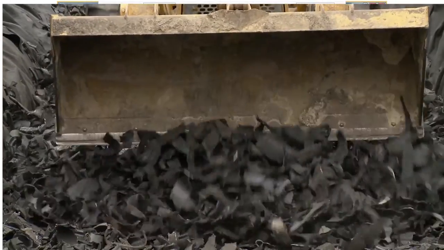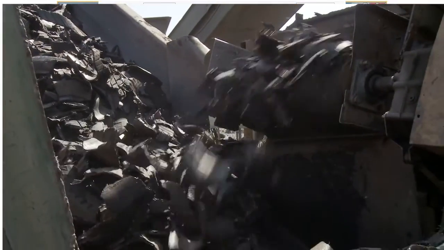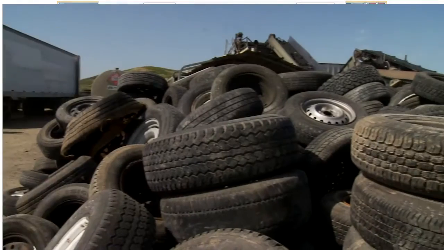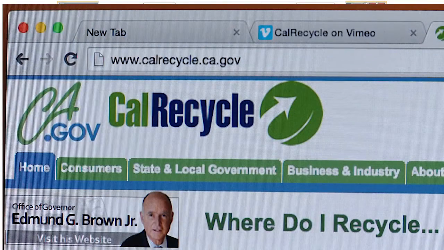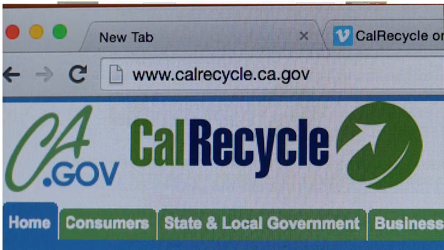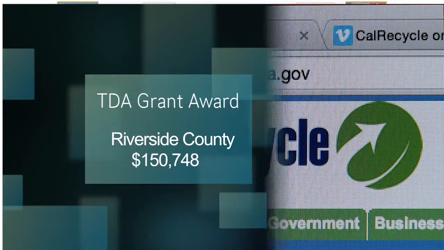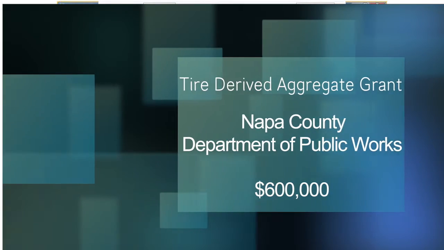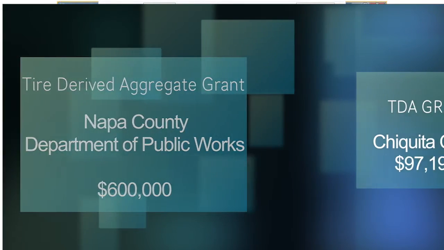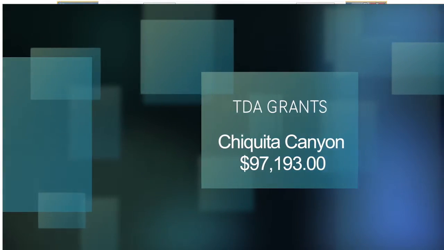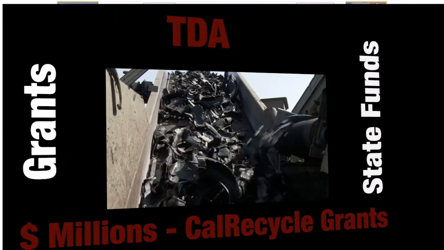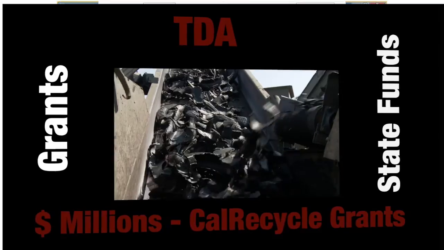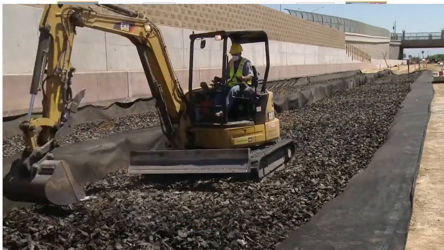Tire-derived aggregate, more commonly called TDA, is a valuable, recycled, and sustainable resource made from waste tires. In California, the TDA program is administered by Cal Recycle. We offer grants to help state agencies, municipalities, and private construction companies get their civil engineering projects off the ground. Cal Recycle has provided millions of dollars to a variety of projects that each used over 500 tons of TDA.